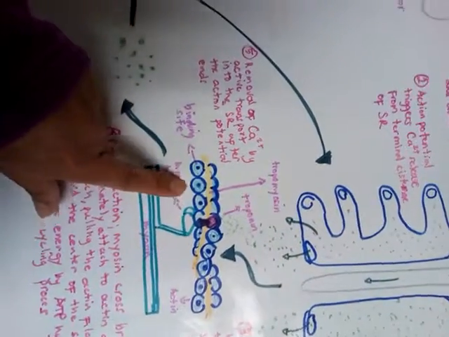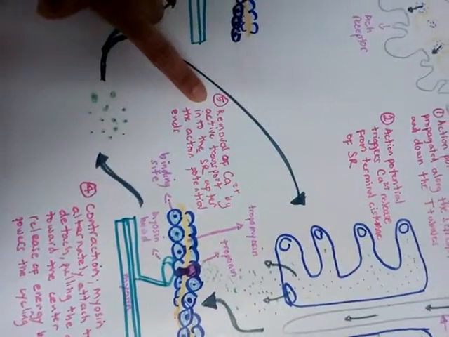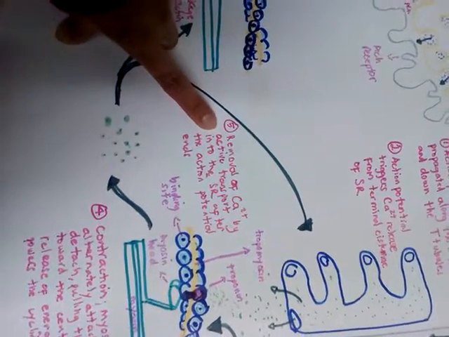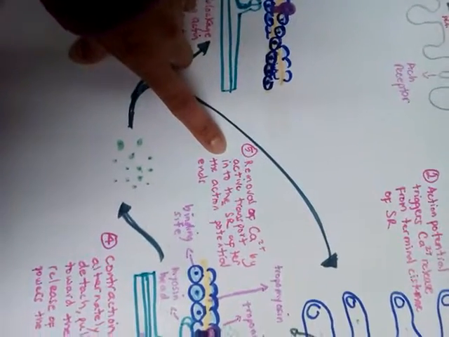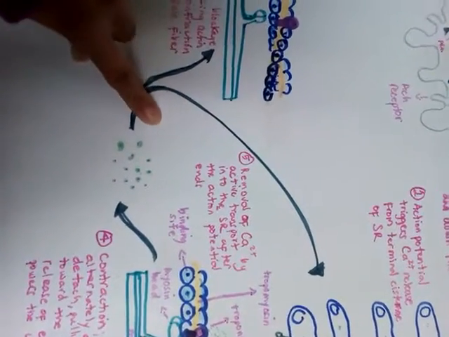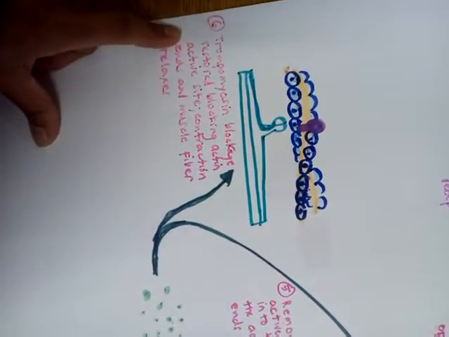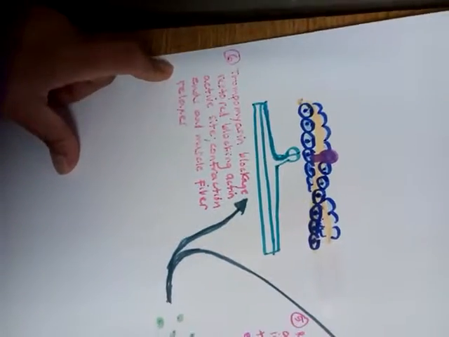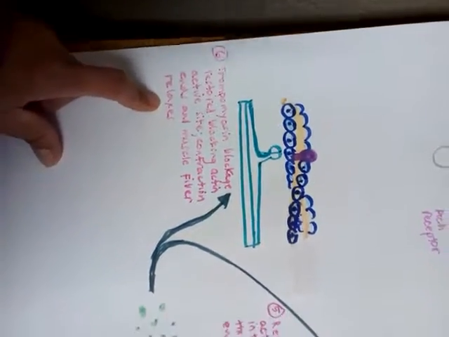So once it is over, the calcium is removed by active transport, and it goes back to the sarcoplasmic reticulum, and that ends the action potential. The tropomyosin blockage is restored, blocking the actin active site, and the contraction ends and the muscle fiber relaxes.